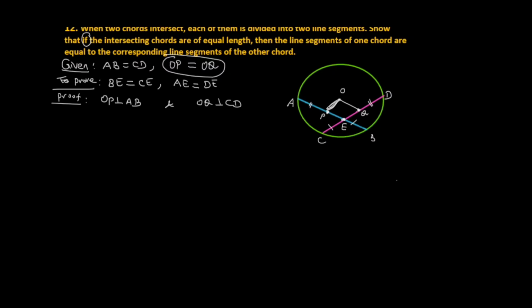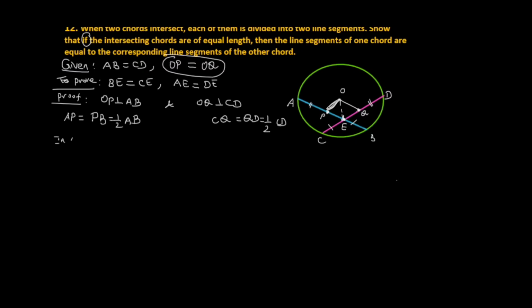Then when OP is perpendicular to AB, P is the midpoint. So AP is equal to PB is equal to half of AB. In this chord CD, Q is the midpoint. So CQ is equal to QD is equal to half of CD. Now, if we join O and E, we will get two triangles.